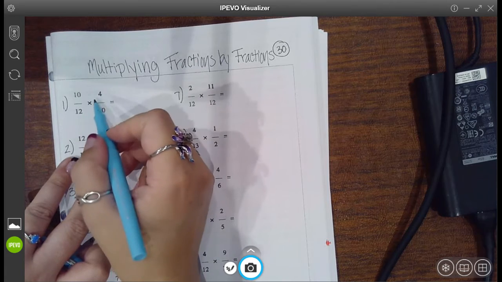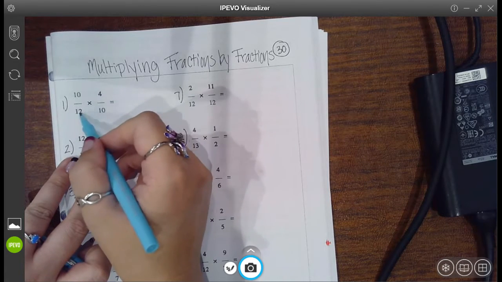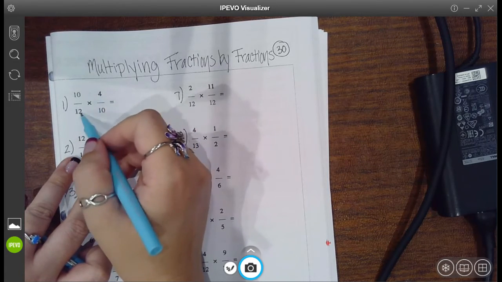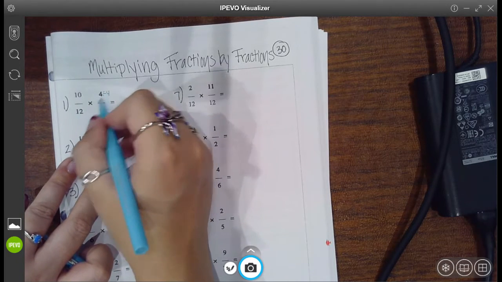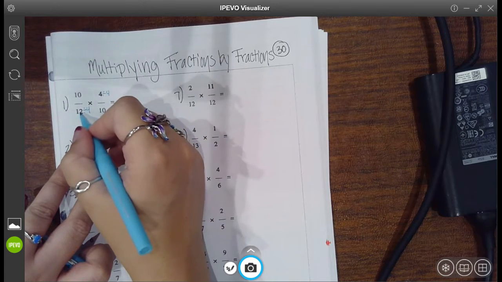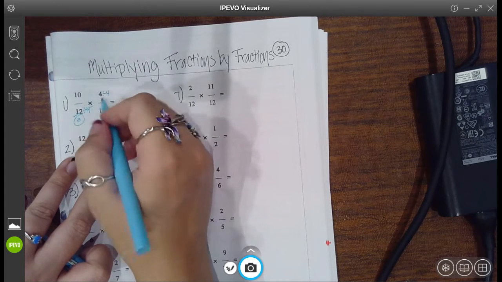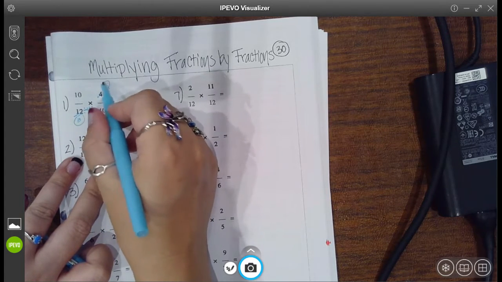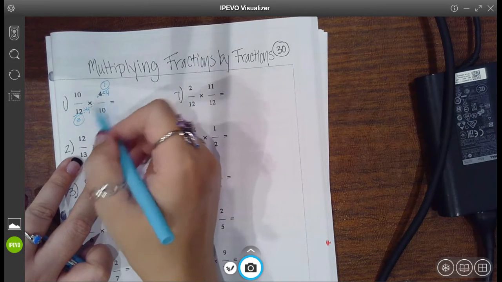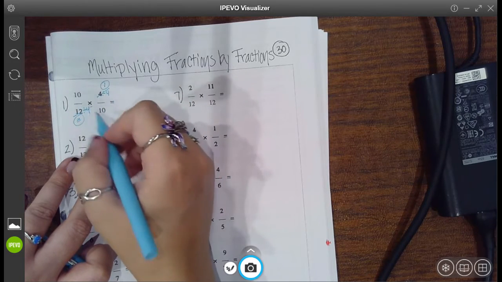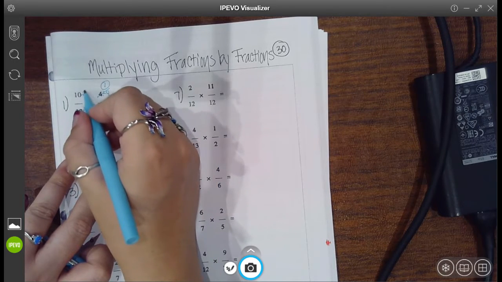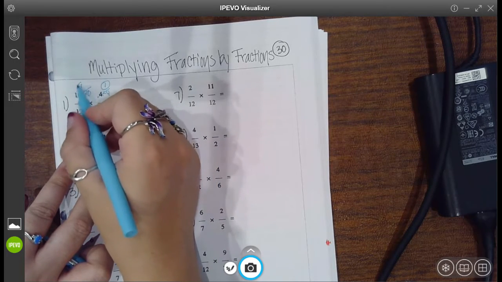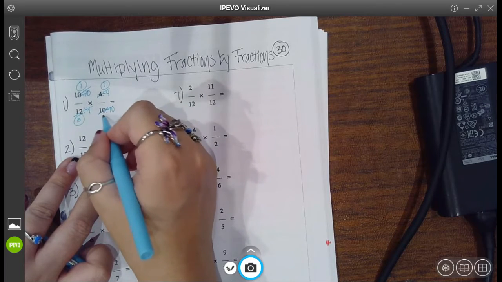So you look at the numbers that are diagonally across from each other. So look at 4 and 12. Can you think of a number that can go into both 4 and 12? Yeah, 4 can. What's 12 divided by 4? 3. And what's 4 divided by 4? 1. So now these are much smaller numbers to deal with. Can anything cross-cancel these? What can go into both 10 and 10? 10 can. And 10 divided by 10 is 1. And this 10 divided by 10 is 1.